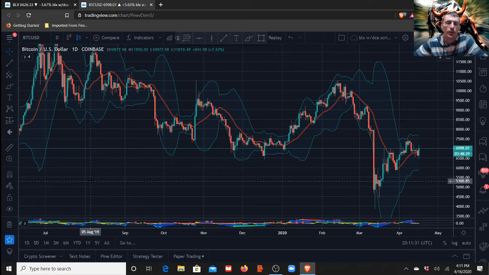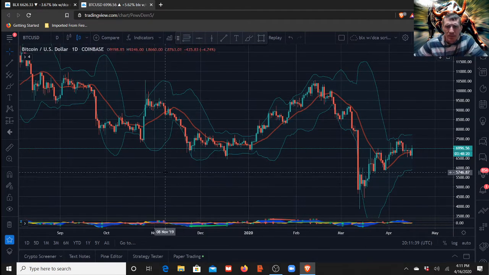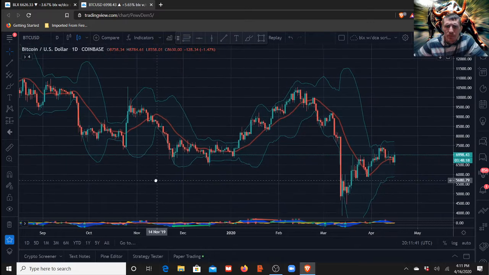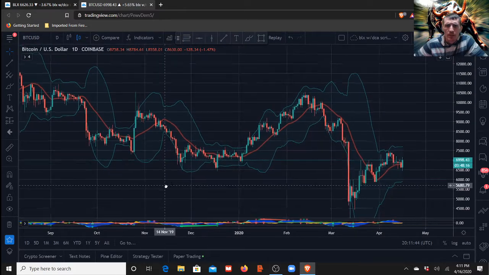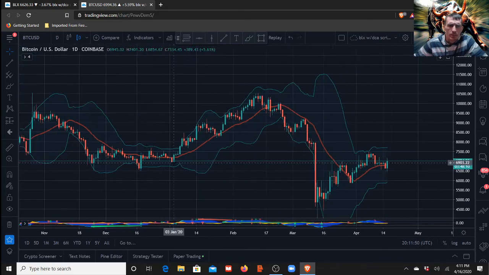These, you are looking for the deviations in the price action. Here's a decent double bottom. So we came down.